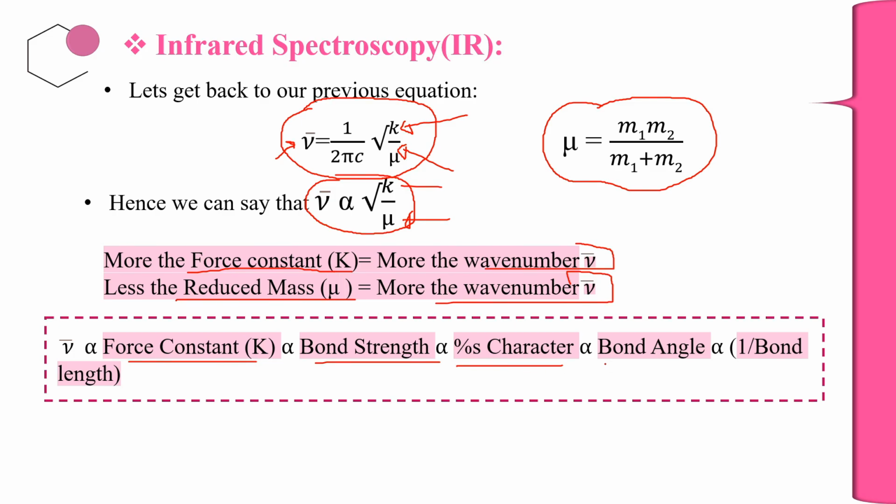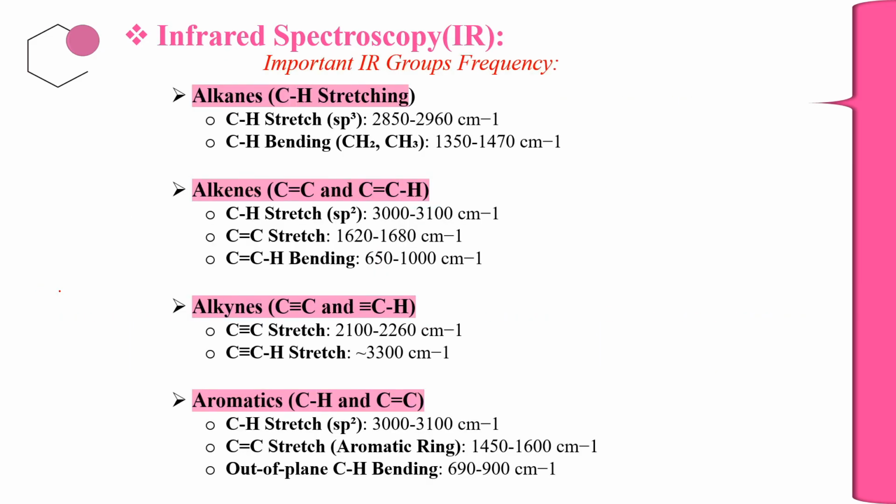Also, nu bar is directly proportional to bond angle, and nu bar is inversely proportional to the bond length. So this particular slide section is very important to solve IR related questions. Now let us talk about the different IR peaks. You have to simply mug up these peaks, because if you completely mug up these slides, then it will be very easy for you to solve IR related questions.